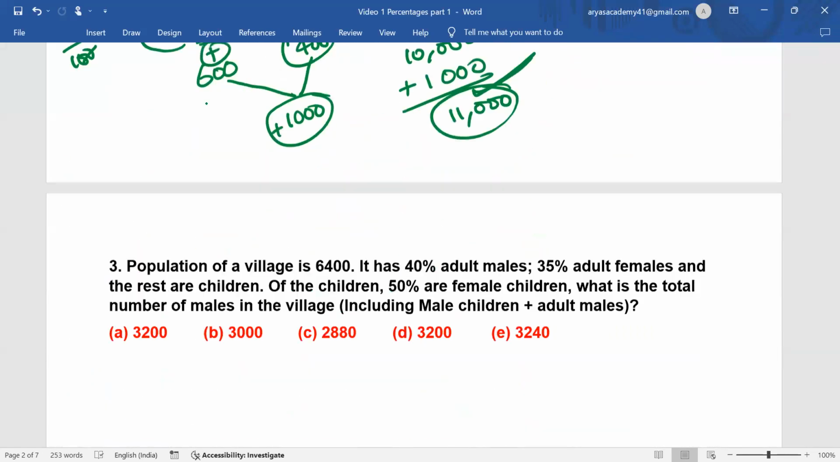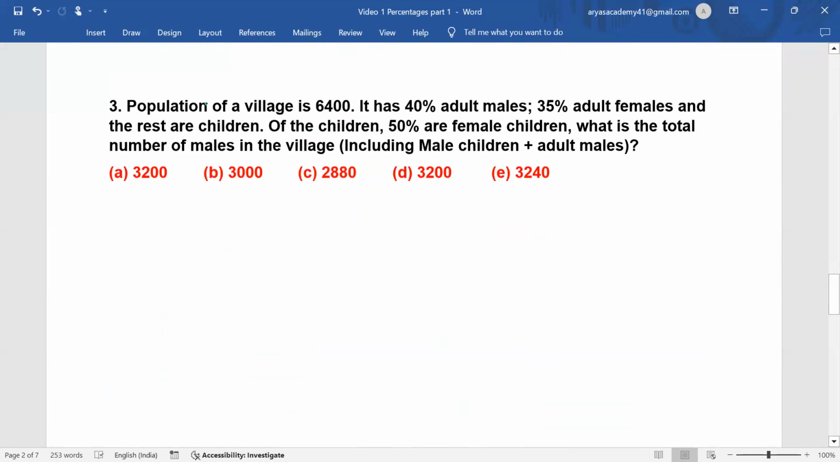Next, I am moving on to question number 3. Population of the village is how much? 6,400. So irrespective of the population, the total population in terms of percentage will always be 100, right? It has 40% adult males. It is very clearly mentioned. They have categorized this time into 3 categories. See, 40% adult males, 35% adult females, and the rest are children. The remaining percent is children.